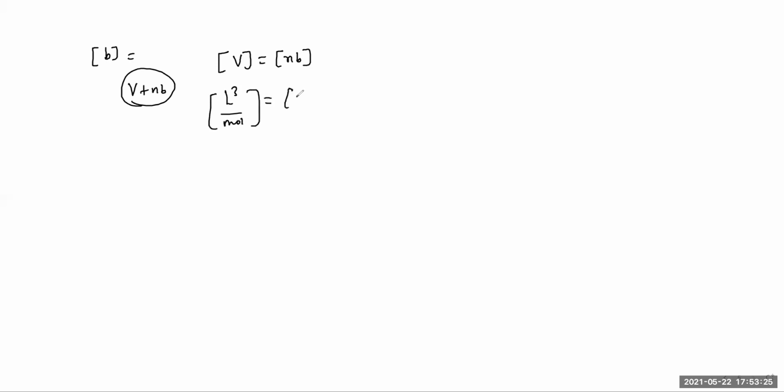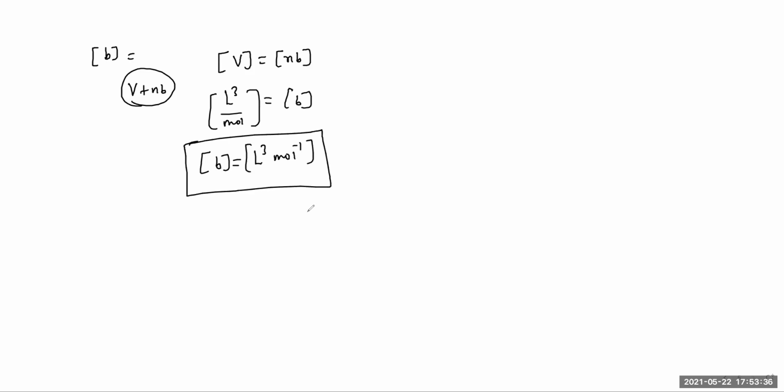See, the question is V plus N B. So we are adding two things, so both must have the same dimension. The dimension of volume is the same as the dimension of N B. This is L cube, and N will come here. So the dimension of B is L cube mole inverse. Sorry, I forgot to take the L.